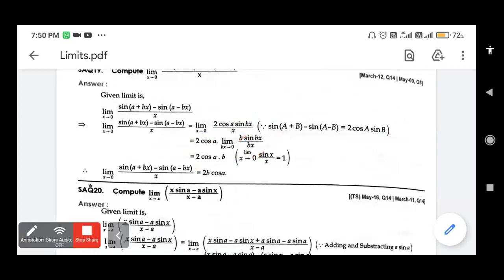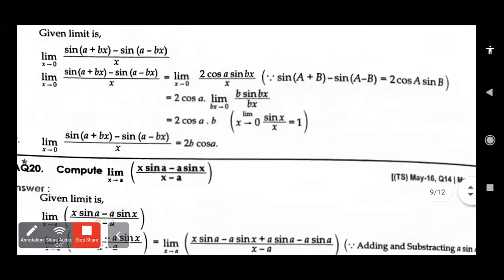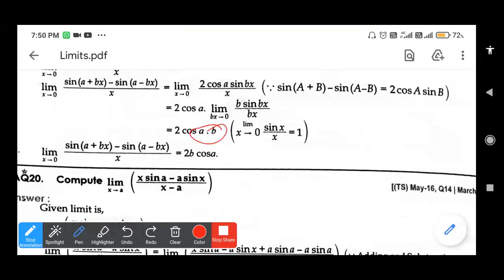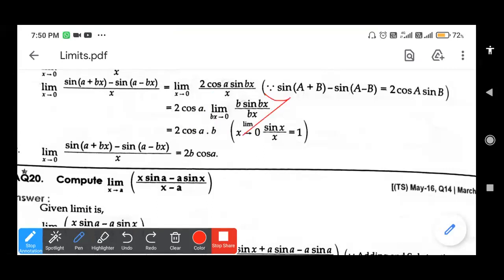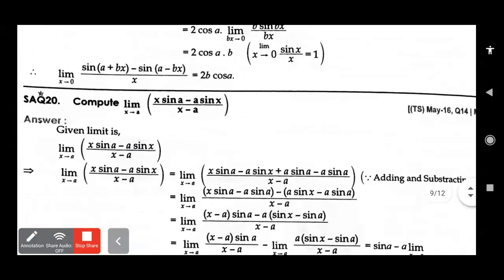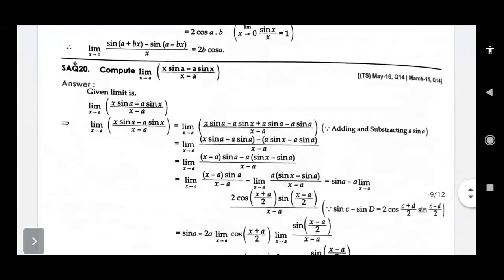What mistakes we can make over here is we can write it as 2 cos AB. Your theta is not AB over here. B is in multiplication. So 2 cos A into B can be written as 2B cos A, because A is the angle, but B is in multiplication. Got it?